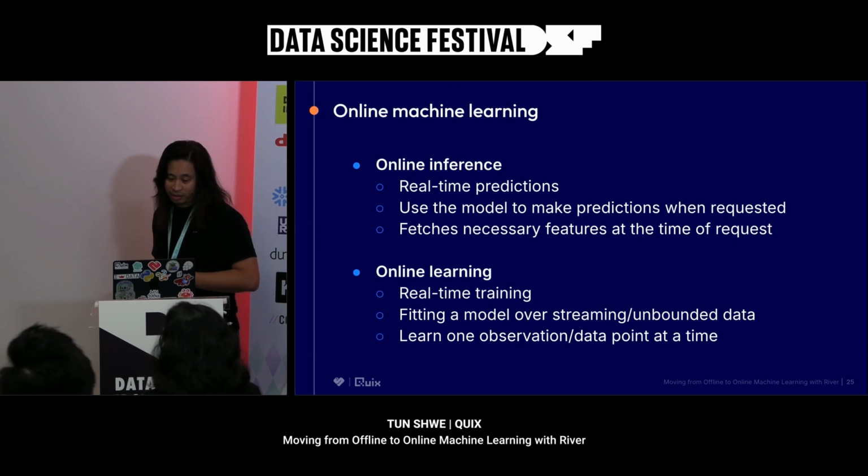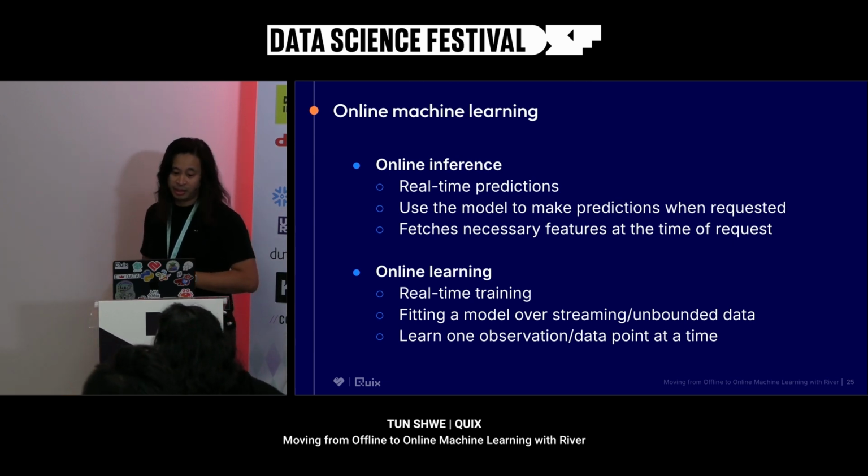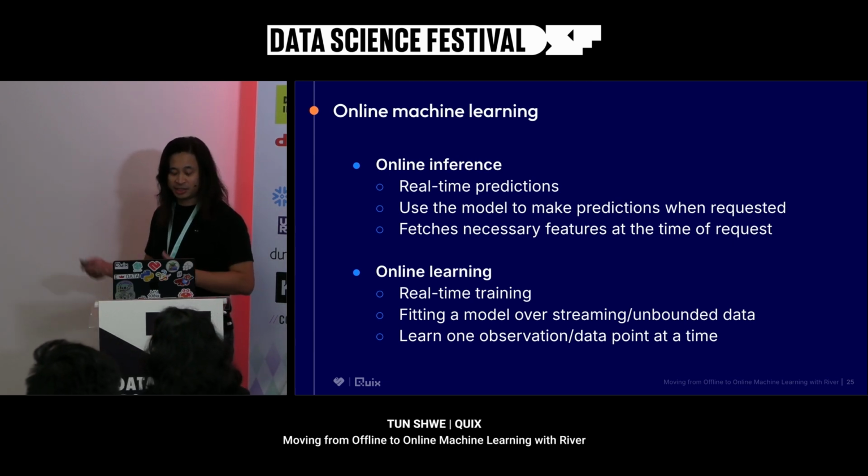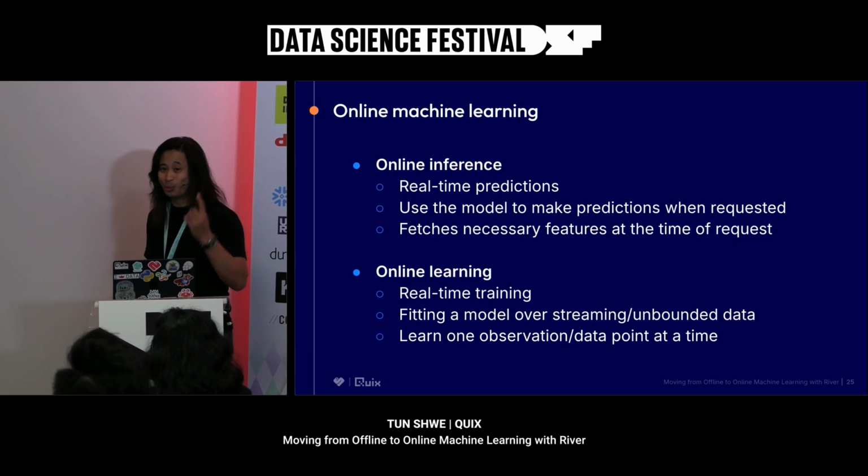And online learning, also known as real-time training, is fitting a model over streaming data, as you can imagine, and it's learning one observation or data point at a time. So that's the key difference between batch and online. You're taking one observation at a time.